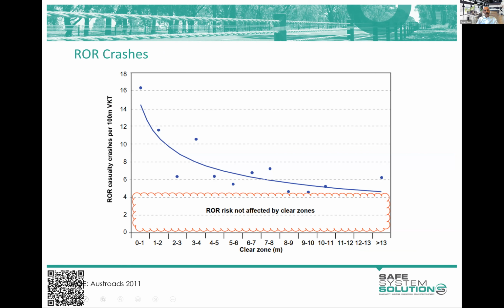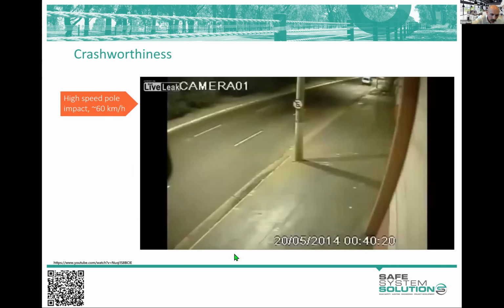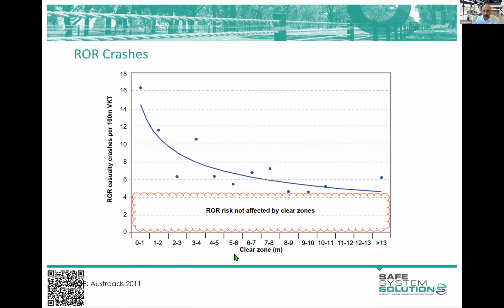And if we look at crashes per 100 million vehicle kilometers traveled, we see that as you clear a roadside using a clear zone, and I'll tell you why we don't use clear zone anymore, but as we clear a road of hazards, you see that death and serious injury reduces, and then it sort of asymptotes out, and you don't get below about 4 off-road casualty crashes per 100 million vehicle kilometers traveled.